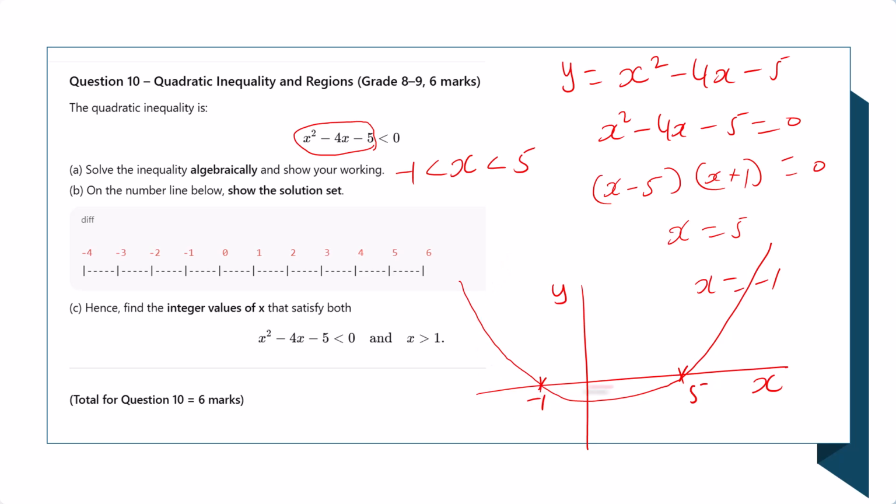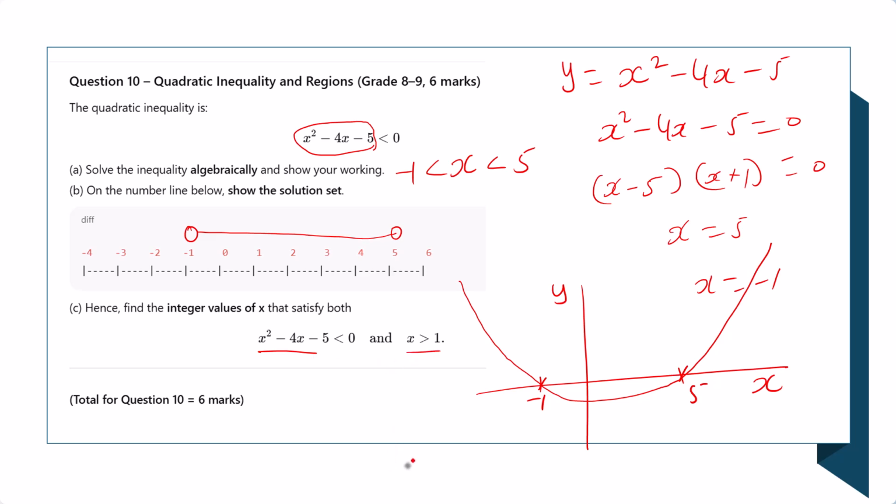Anything bigger than negative 1 but less than 5, if we substitute it in, will give us a negative number. As you can see, this graph is negative here. So this is the answer to that. And we can show that on the number line. So negative 1 is here and 5 is here. We just draw a line that joins them. So that's it. Okay. Now, hence find the integer values of x that satisfy this and this as well.